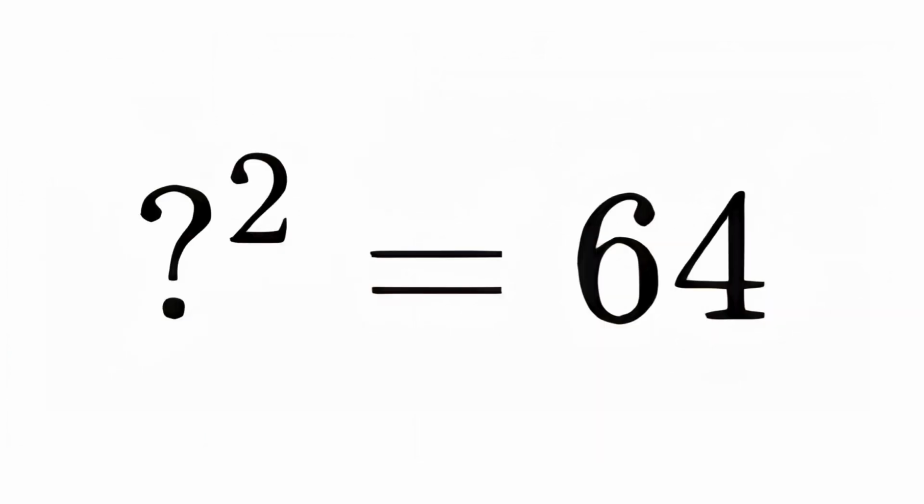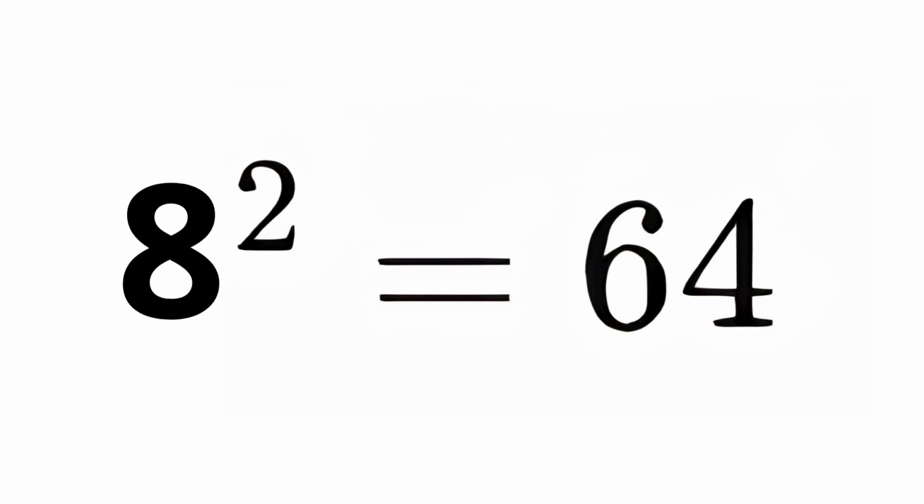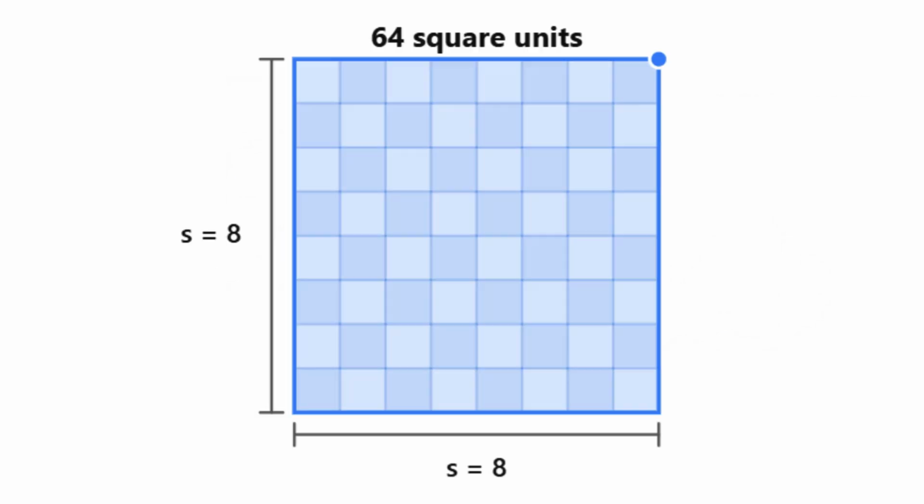Now it's time for your final challenge. What number is missing? What number squared equals 64? Did you say 8? That's correct. 8 squared equals 64 because 8 times 8 equals 64. And we can also represent this as an 8x8 grid containing 64 squares.